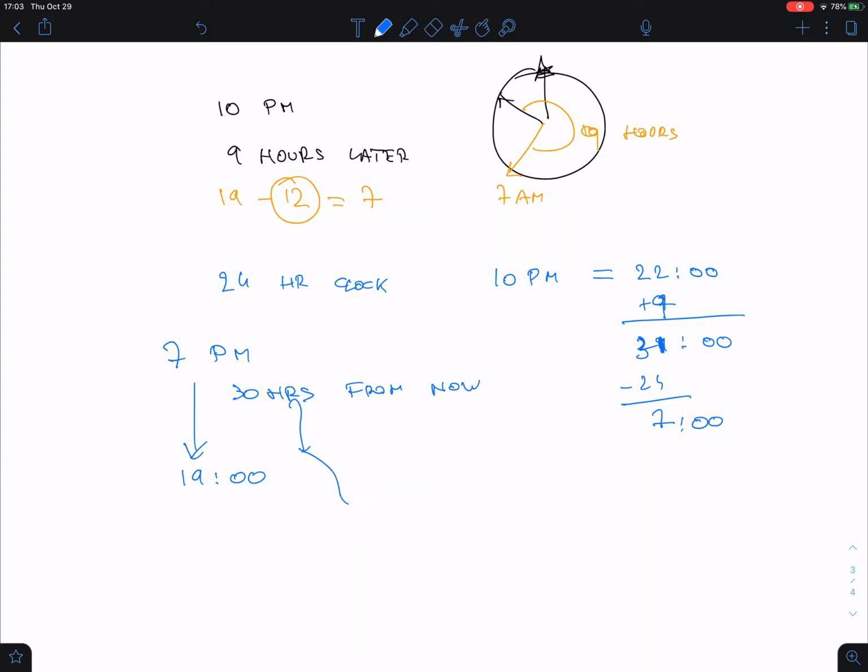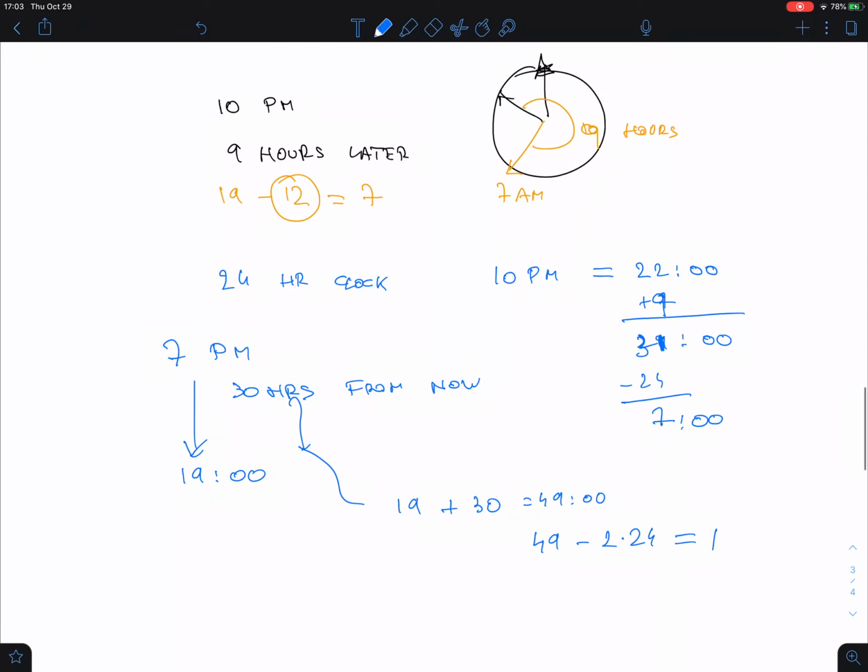So 30 hours later, this would correspond to 19 plus 30, that is 49:00. Now that's of course not a valid time again, so what we do, subtract 24 from it, you say, well then you're still left with 25, which is still not a valid time. So we have to subtract another 24. So what we really do is 49 minus 2 times 24, and that gives us 1.